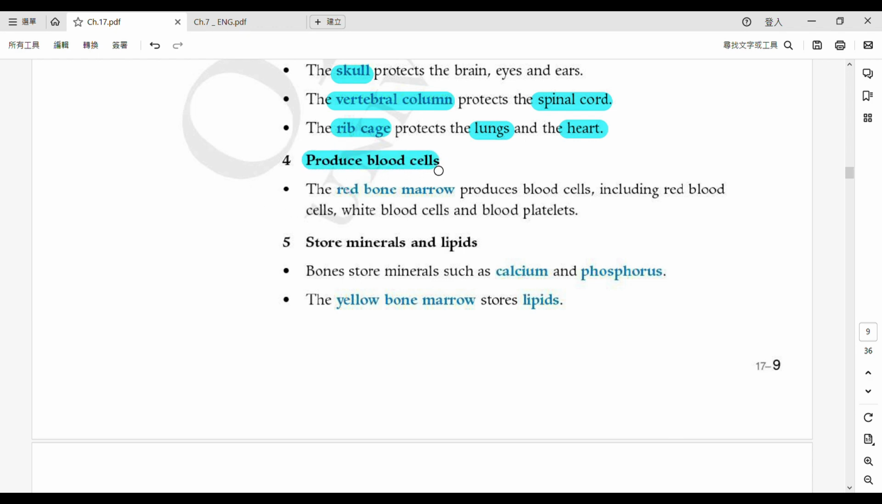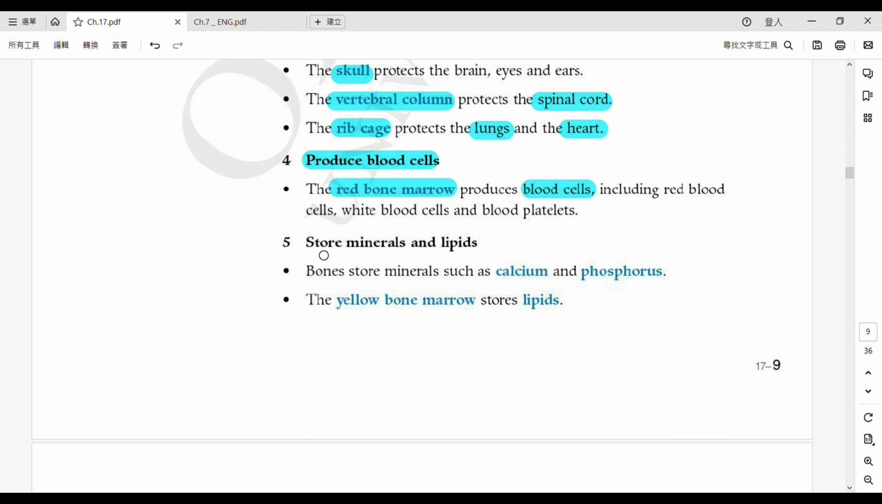Most bones are large enough to have spongy bones. And in these spongy bones, you'll be able to find the red bone marrow. Red bone marrow's function is to produce blood cells. Blood cells include not only RBC, red blood cells, but also white blood cells and blood platelets. Alright?